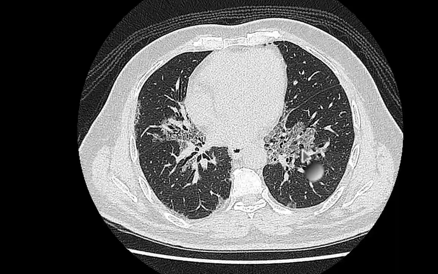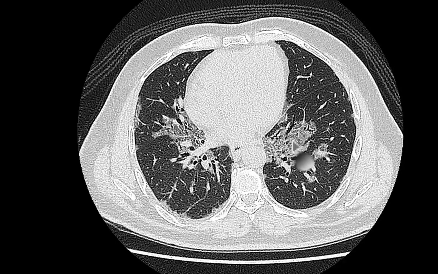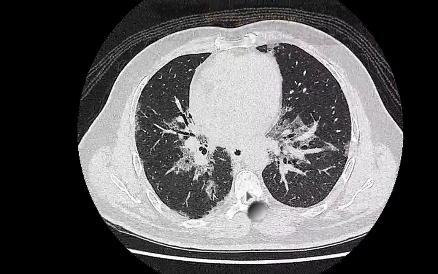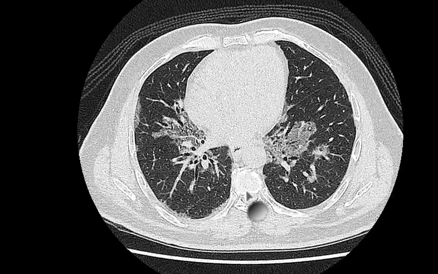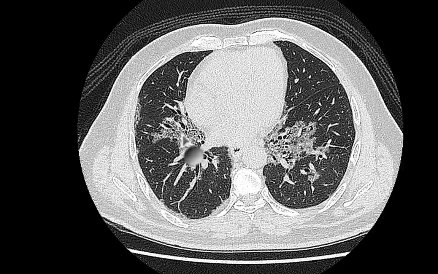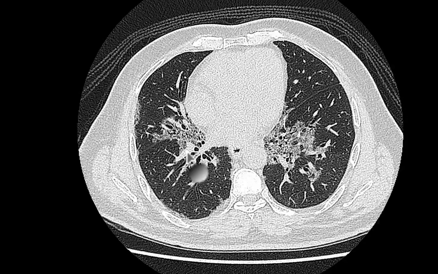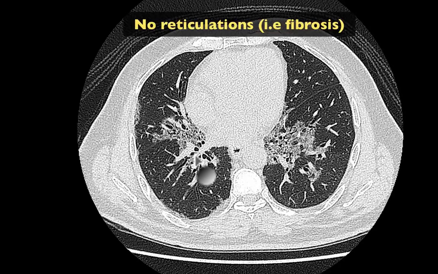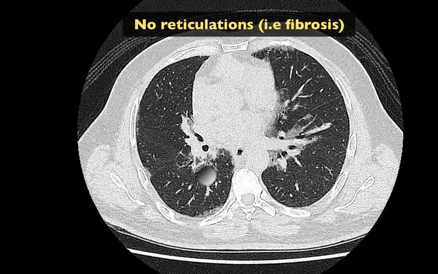The other thing that some of you have noticed is that you have interlobular septal thickening in the abnormal areas. And the combination of septal thickening and ground glass is known as crazy paving. Now, it's important to notice that the areas of septal thickening do not show any architectural distortion. There's no traction bronchiectasis. There's no volume loss. And the septal thickening itself is not irregular. So this means that these are not reticulations, meaning that they are not fibrotic in nature.